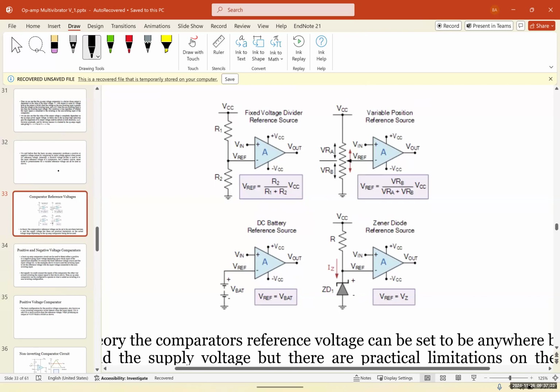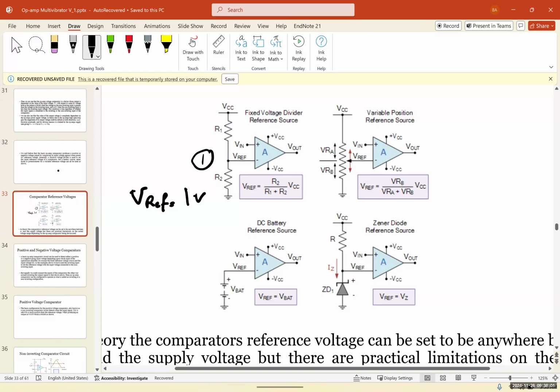The first one has V reference connected between 2 resistors, and the reference voltage is determined by the voltage divider equation: V reference equals R2 over R1 plus R2, times VCC. In this case, V reference is fixed. So for example, if we fix it at 1 volt, you can't change it.